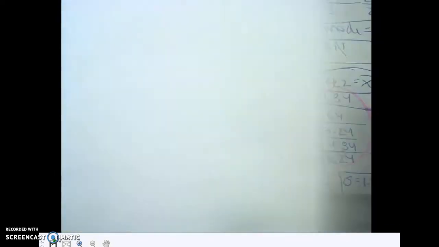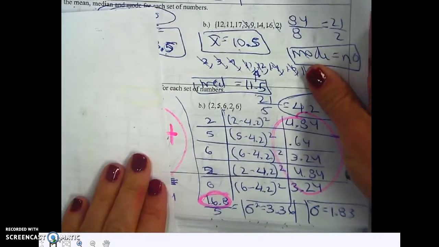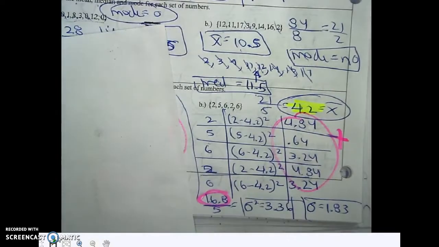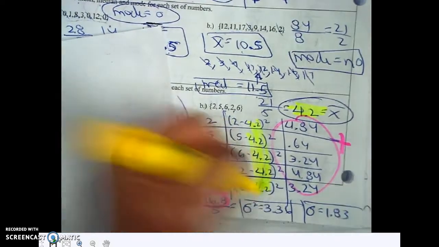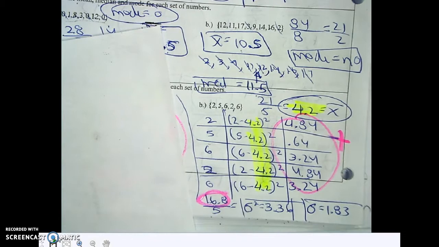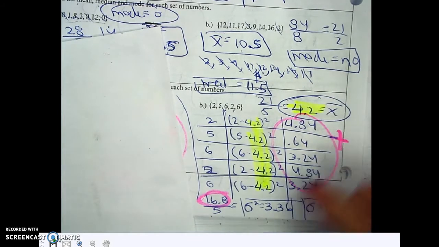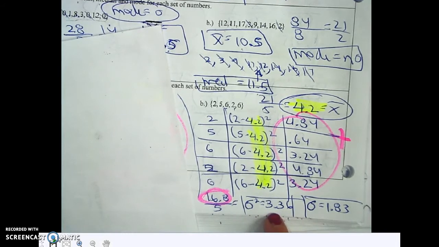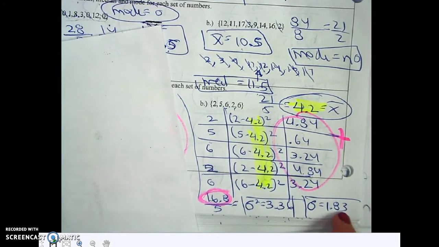Same thing here, but the only difference is this one's a little bit more difficult because the mean was a decimal. So since the mean was a decimal, it was just more annoying, so I had to use my calculator. I added them all up. I got 16.8, 5 numbers. That's my variance, 3.36. And then I square rooted, and I got 1.83.